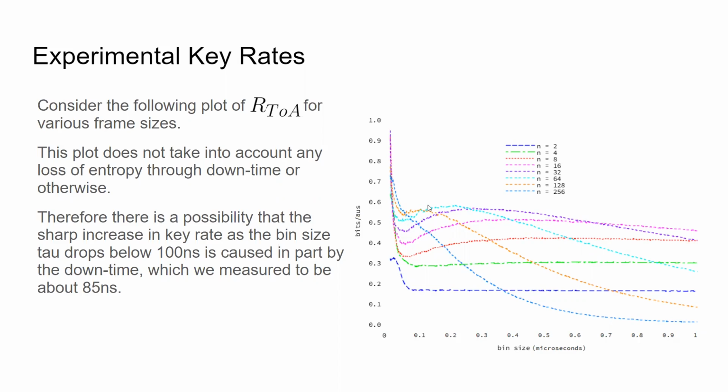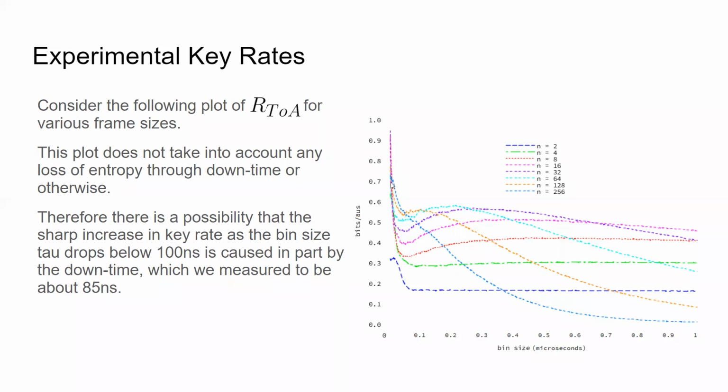something like this. This is also a plot that I generated from the experimental data. We have various values of frame size, but along the x-axis we're varying the bin size. It's in microseconds, so if it's 0.1, that's going to be 100 nanoseconds. So below 100 nanoseconds, you can see that after this initial local maximum to the right, we have this sudden spike. Suddenly the rate appears to go up.